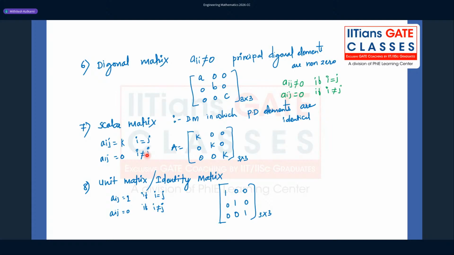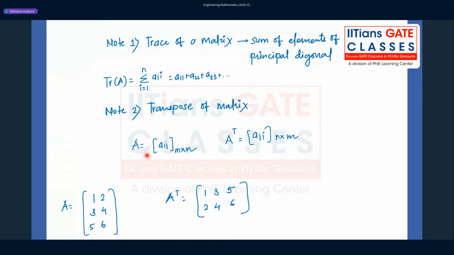So this is very simple. In order to understand some more types of matrix, we have to understand a couple of points. So in this slide, we will study 2 points, one is trace and another one is transpose. And based on it, we will study some other types of matrices.